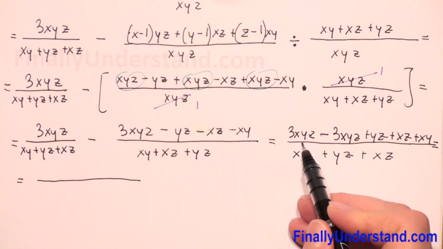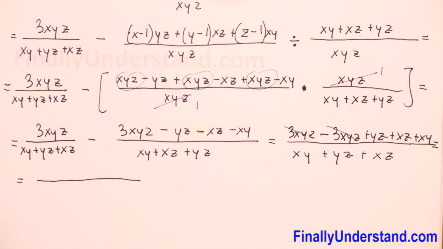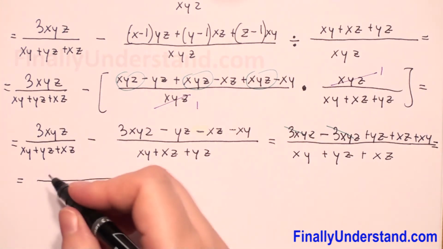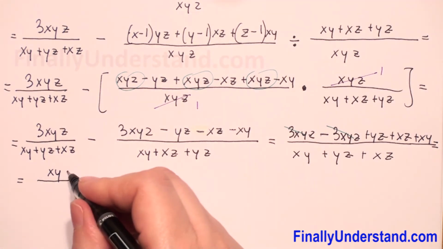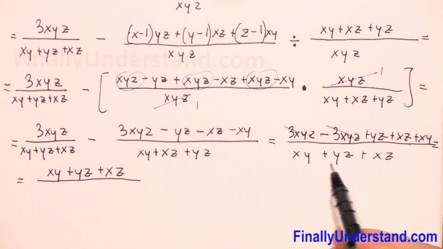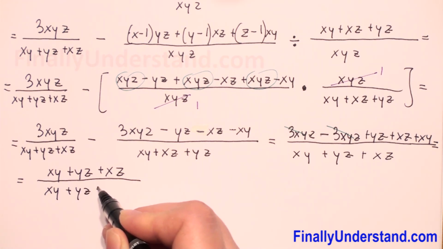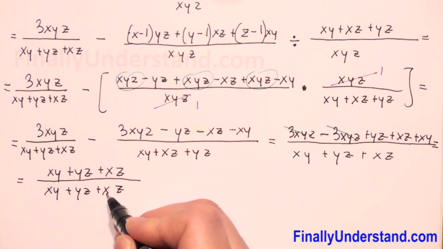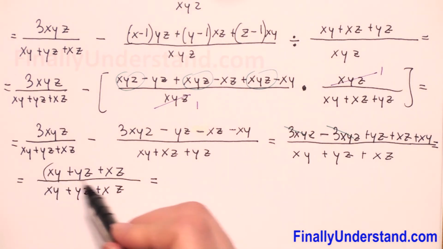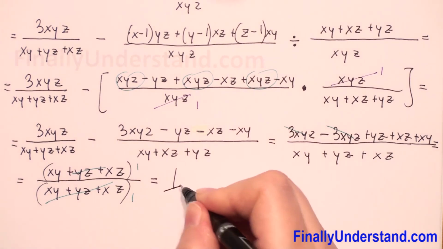Next, we have 3xyz minus 3xyz, so we can reduce this and that. And what we have, we can first put the xy expression, next yz, and xz. Why did I do this? Because in the denominator we have exactly the same order, xy plus yz plus xz, the same numerator and denominator. So we can reduce this whole expression, it will be 1 over 1, which is 1. So this is my solution.